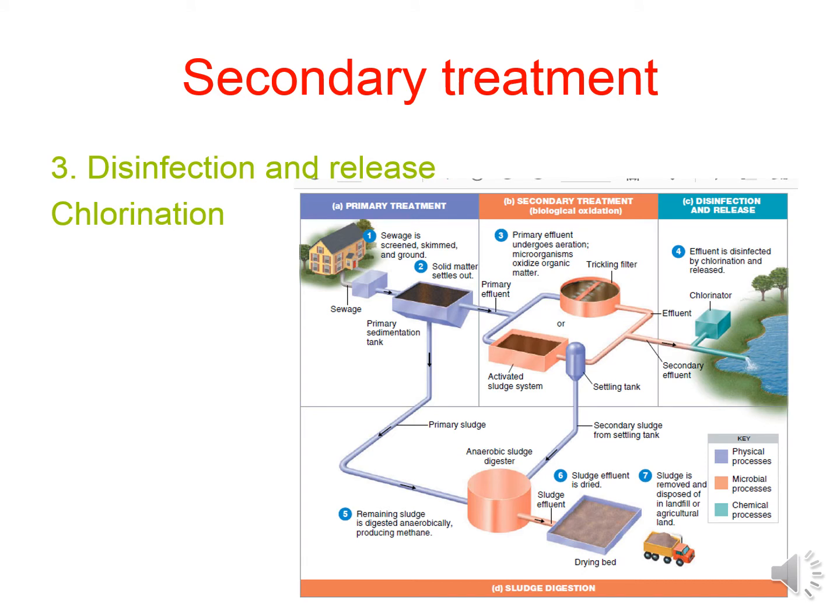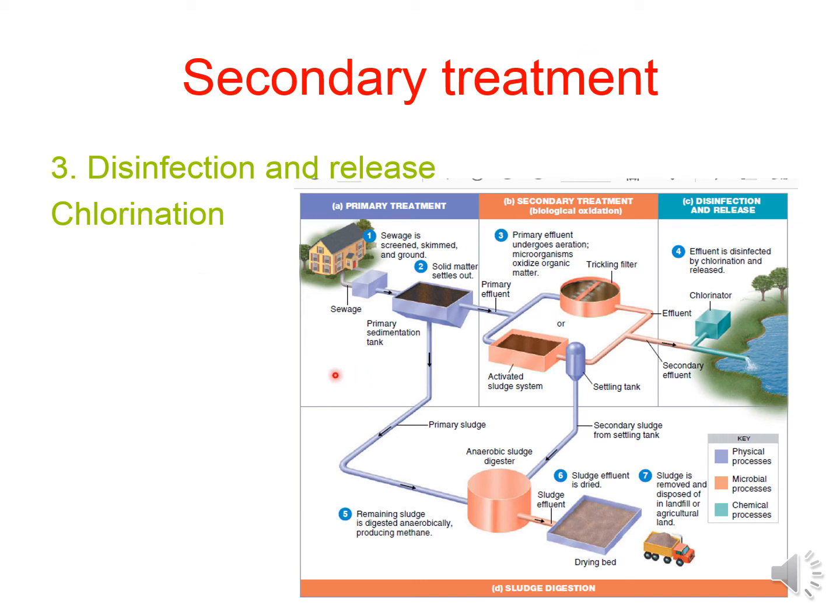So the water is then disinfected and released. The disinfection is generally done by a process called chlorination. The water is then discharged into the ocean or into a flowing stream. The treated wastewater can also be used to irrigate non-food crops.